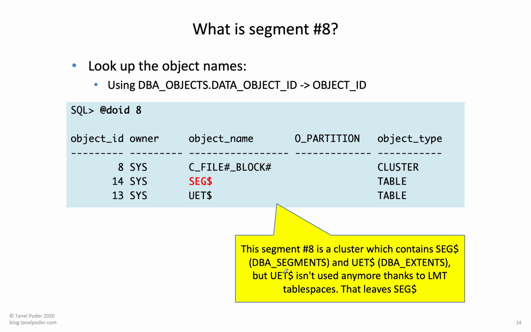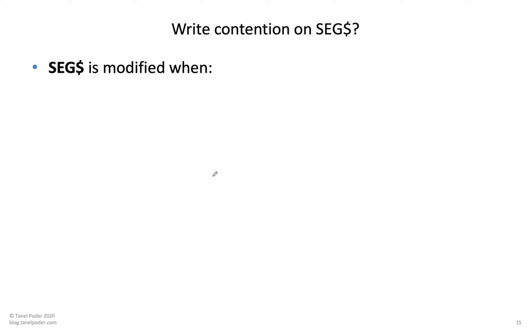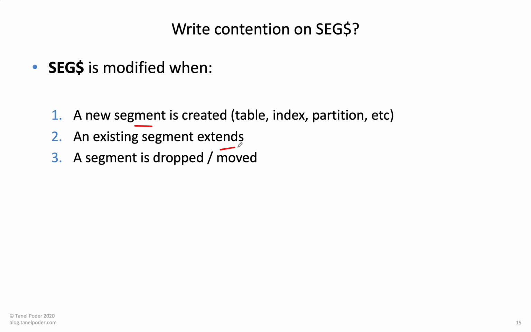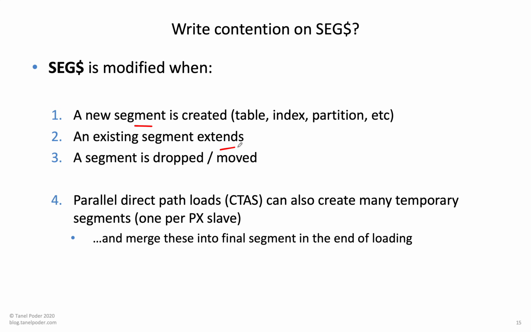And UAT is not really used anymore. If you count rows, it has 0 rows in there. If you have LMT table spaces everywhere, that leaves seg$. So we are probably trying to insert into seg$. Okay, and when is seg$ modified? That's when you create a new table or you extend the segment. You add more extents because you insert rows, right? Or when you move or drop a segment, obviously, then you have to delete or something like that.